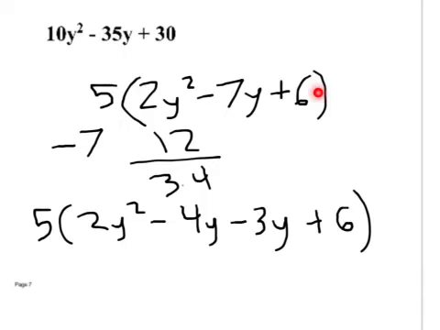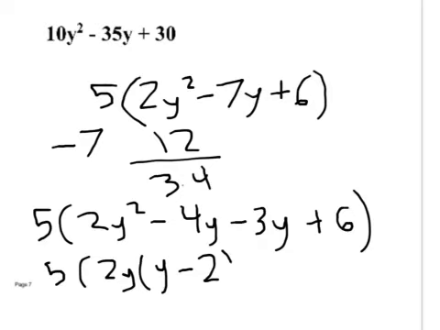What can I take out of 2y squared and negative 4y? 2y. What is left out of 2y squared? We can distribute the 5, we just leave that 5 out. What is 2y squared divided by 2y? Y. What is negative 4y divided by 2y? Negative 2, so y minus 2.